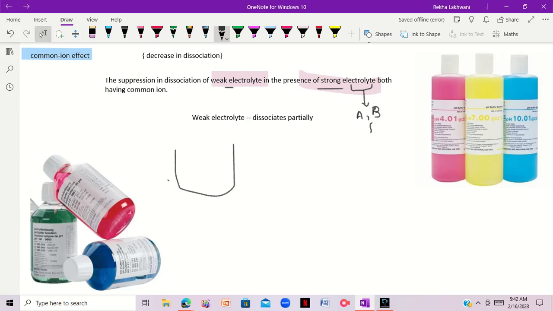So for example, this is a solution and I have over here a weak electrolyte and a strong electrolyte, and both are having the same ion. Then there will be suppression, means there will be decrease in the dissociation of a weak electrolyte. Okay, now let's take examples to make your concept more clear, right?